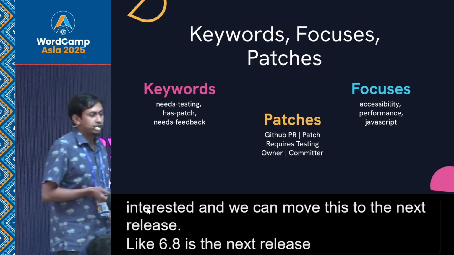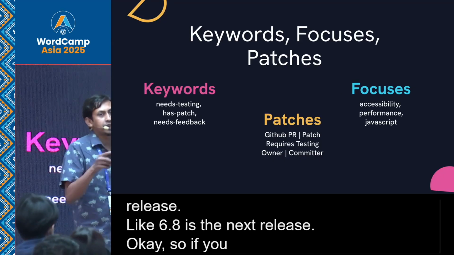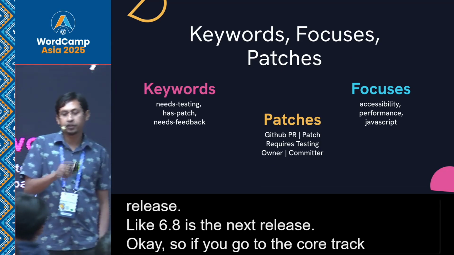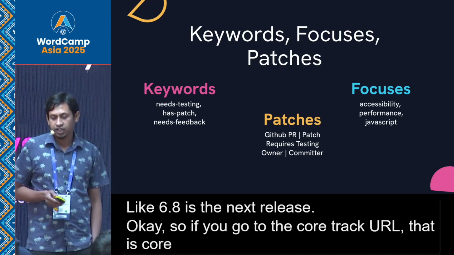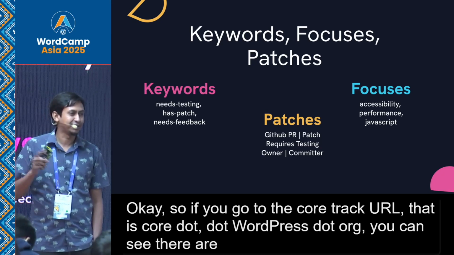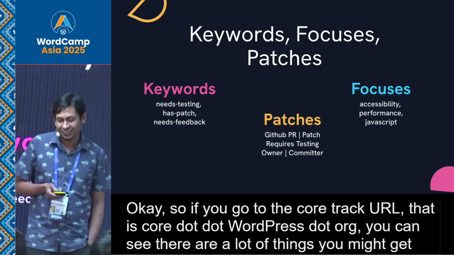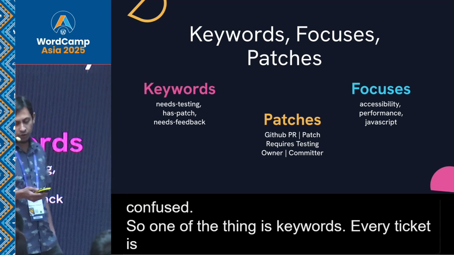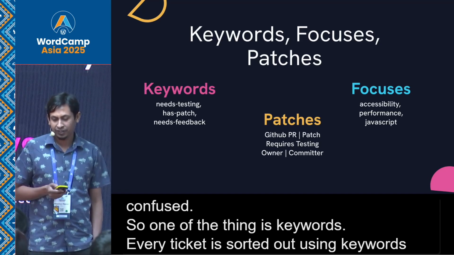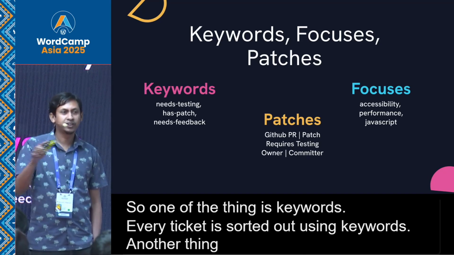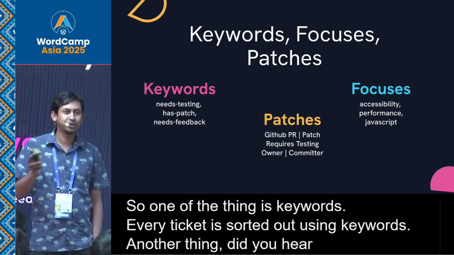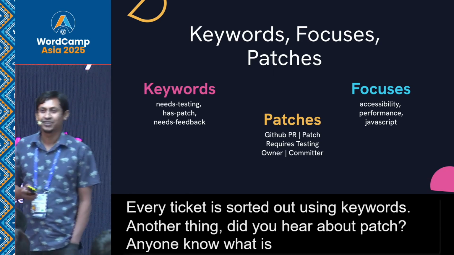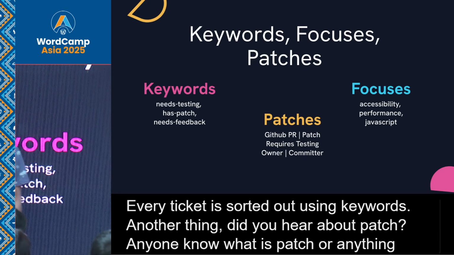Okay, so if you go to the core trac URL, core.trac.wordpress.org, you can see there are a lot of things. You might get confused. One of the things is keywords. Every ticket is sorted out using keywords. Another thing, did you hear about patch? Anyone know what a patch is? Can you raise your hand?